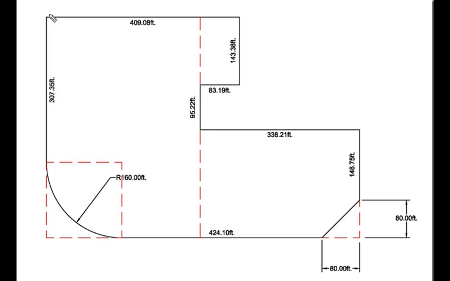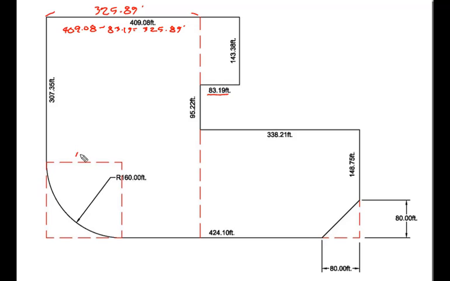So the first thing we need to do is determine what this distance is from this point to this point, which is going to be 409.08 minus our 83.19, gives us a distance of 325.89. So this distance is 325.89 feet. And then over here, we've been told that everything is right angle.